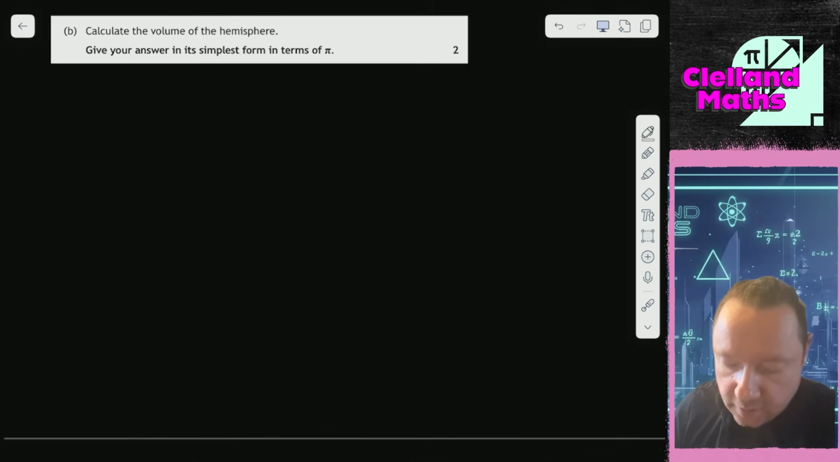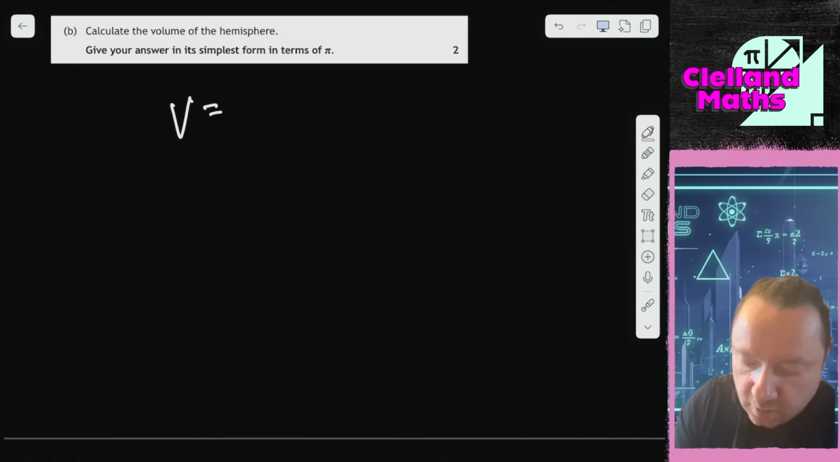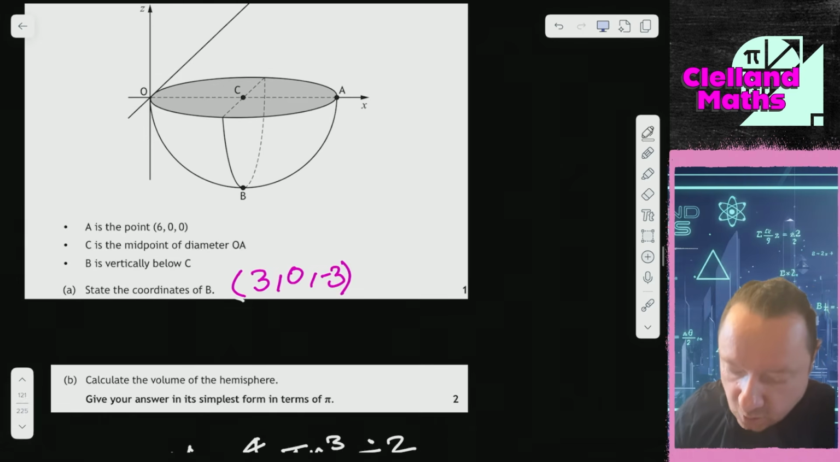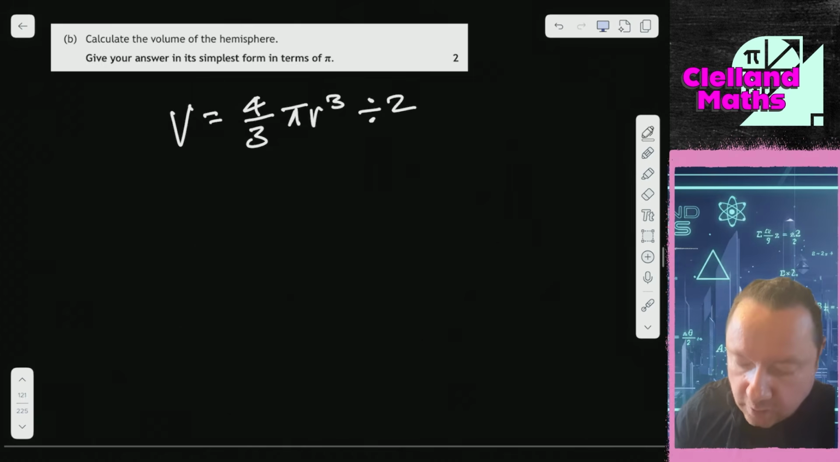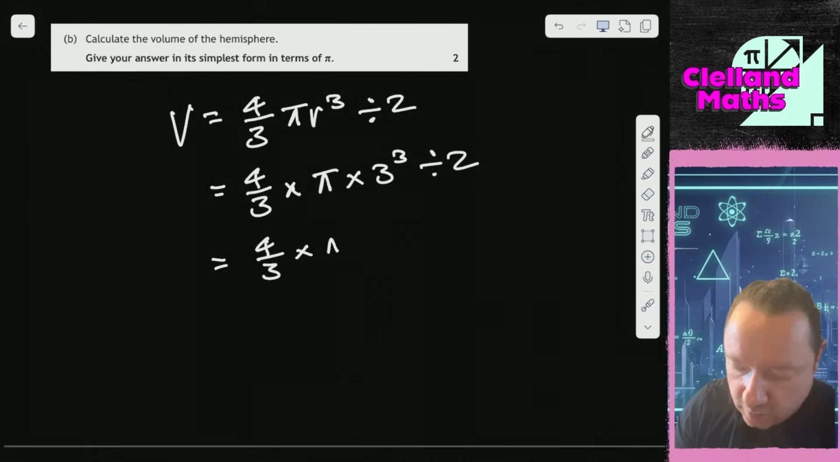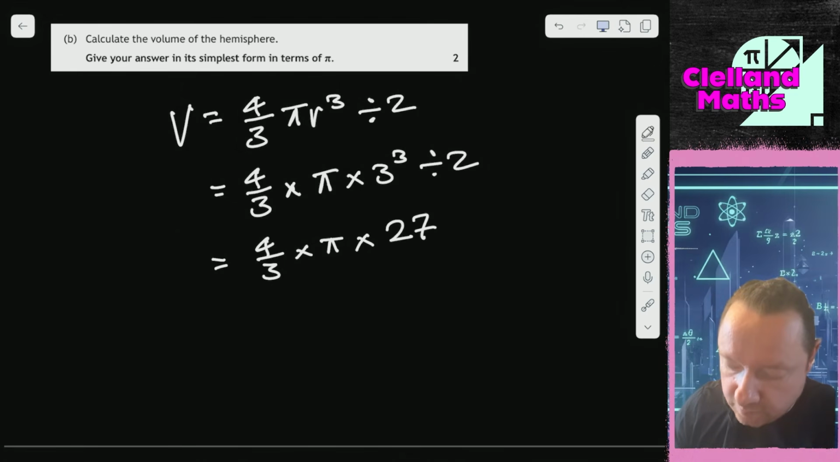The volume of a hemisphere, we leave the answer in its simplest form in terms of pi. Well, the volume of a sphere is 4/3 pi r cubed, so our hemisphere is that divided by 2, or times 1/2. Now, our radius is already 3. We've already worked it out in part A, so that's 4/3 times pi times 3 cubed divided by 2. So I'll just leave the fractions till later and work out the 3 cubed. That's 27, 3 times 3 times 3, divided by 2.